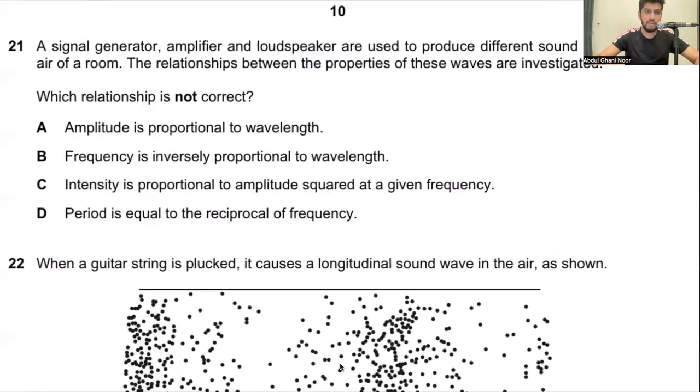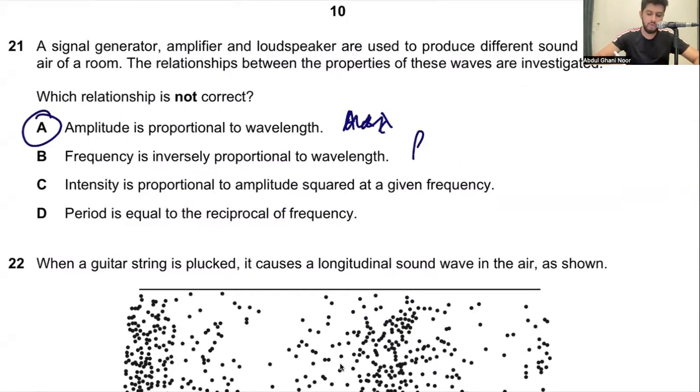A signal generator, amplifier, and a loudspeaker are used to produce different sound waves in the air of a room. The relationship between the properties of these waves are investigated. Amplitude is proportional to wavelength. Which relationship is not correct? Amplitude proportional to wavelength? No, that is incorrect.